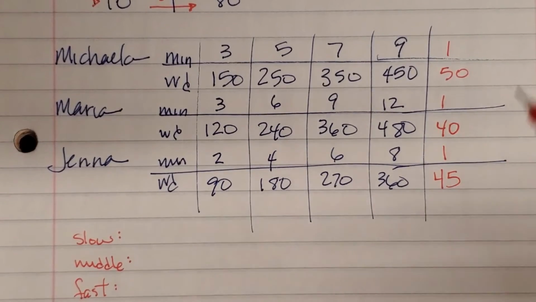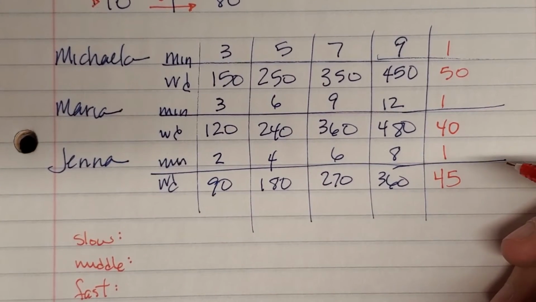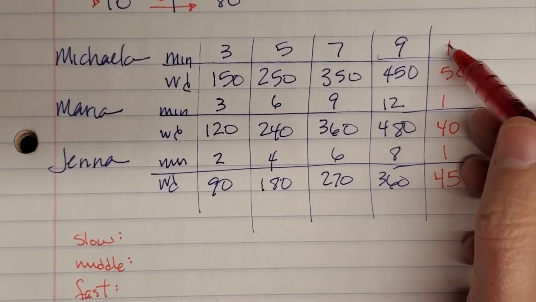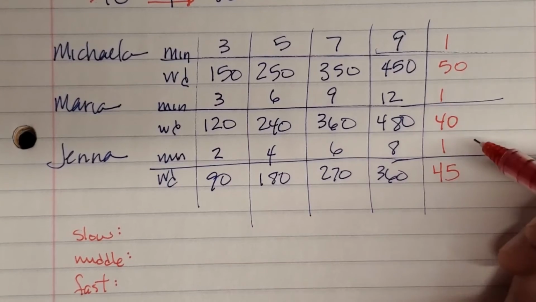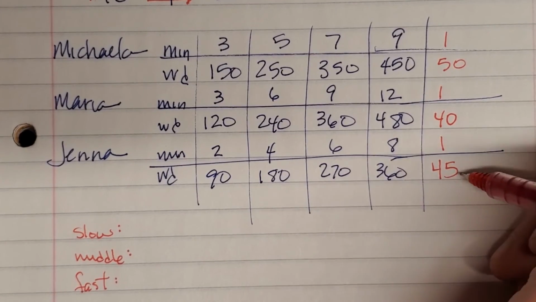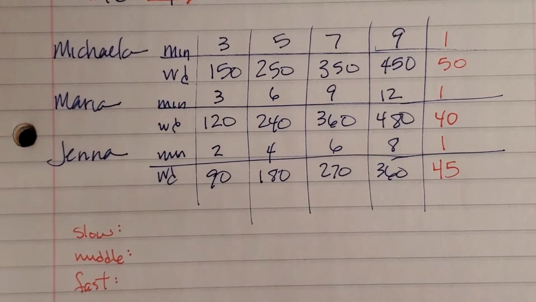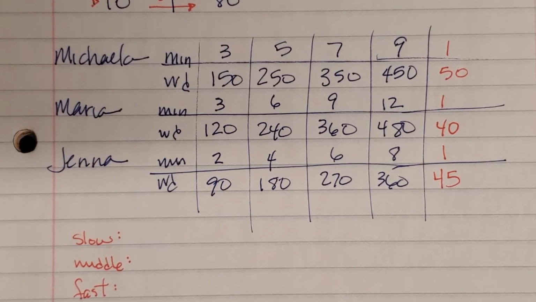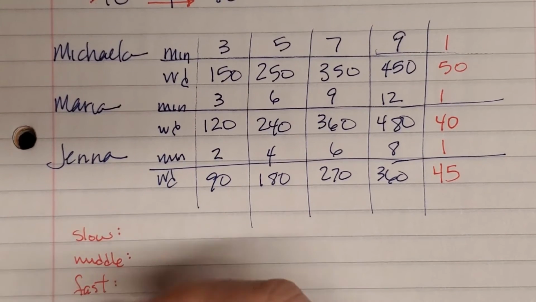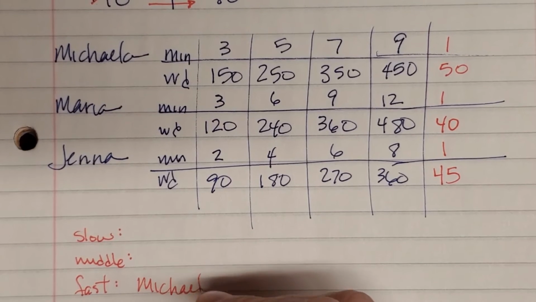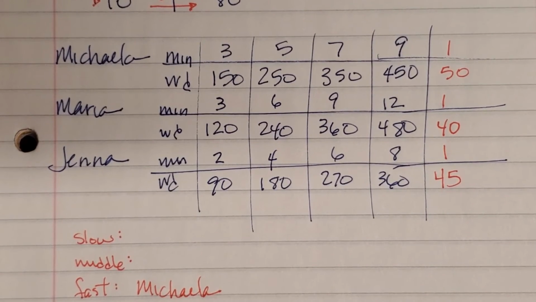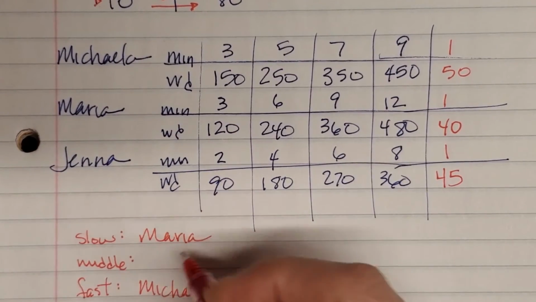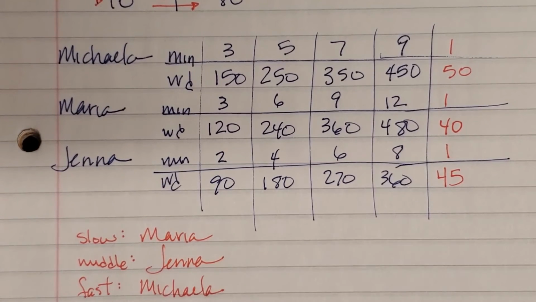So this is a great way to compare because now they share. And I like to say, in order to compare, they must share. So in this case, we said they share minutes. In 1 minute, she can do 50 words. In 1 minute, 40 words. In 1 minute, 45 words. So who is the fastest? Who can type the most words in 1 minute? That's right, Michaela. Who's the slowest? Who's typing the least amount? Oh, Maria. Right, at 40. And then in the middle, Jenna.